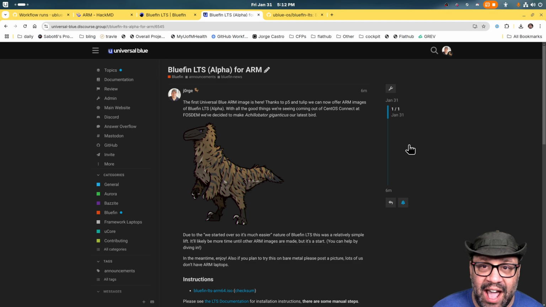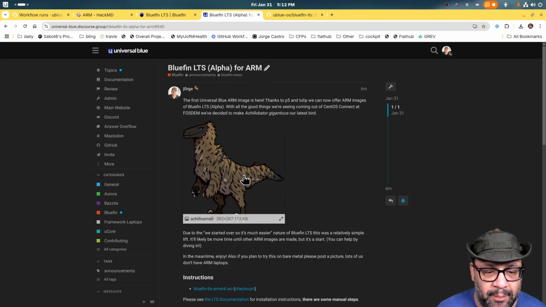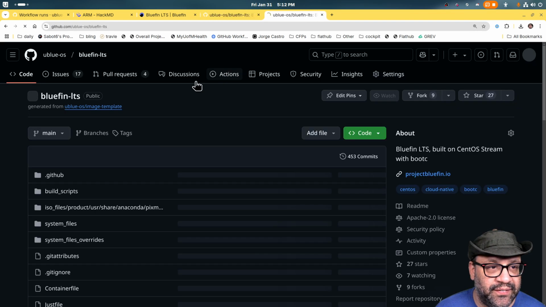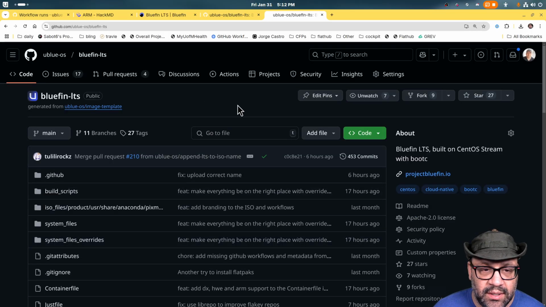So check it out. Give us feedback. Do note that it is a different repository. It is Bluefin-LTS. And yeah, check it out for your CentOS-based needs.